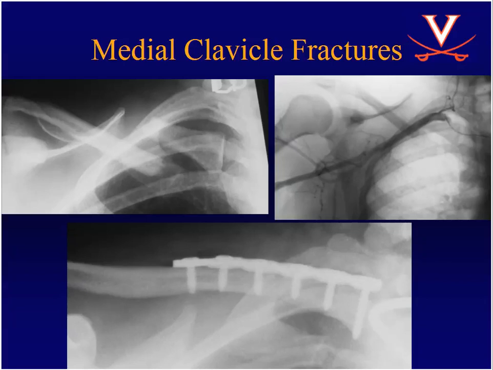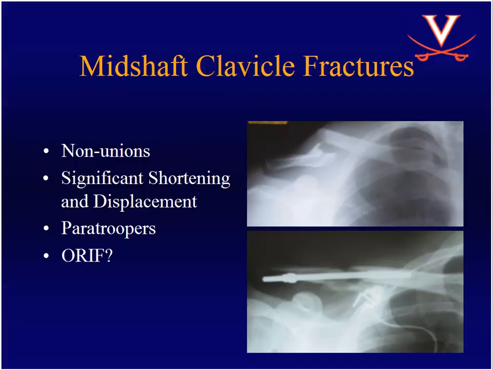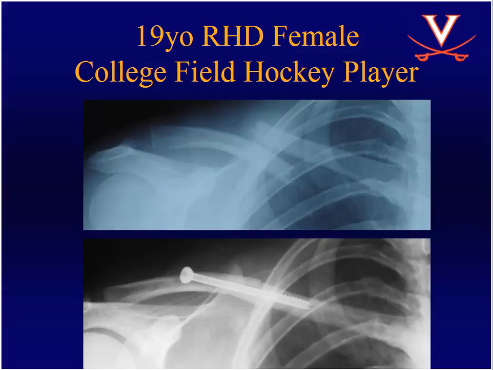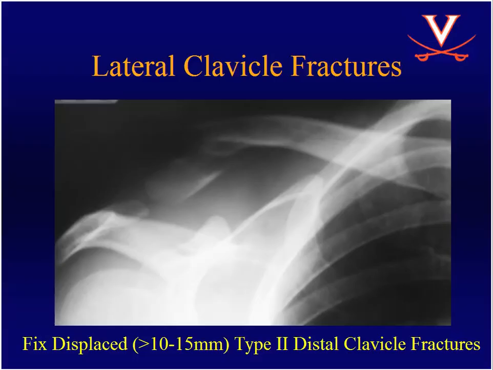And now here's a newer indication that probably won't show up on your board, but if you have 3 or 4 centimeters of overlap and displacement, then maybe you can do this with percutaneous techniques as shown here. Lateral displaced clavicle fractures, more than 10 or 15 millimeter type 2 fractures. This basically represents a type 5 AC separation, if you think about it. And therefore, that's probably best treated operatively as well.